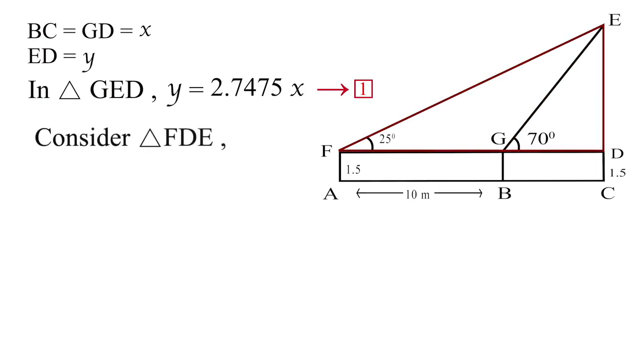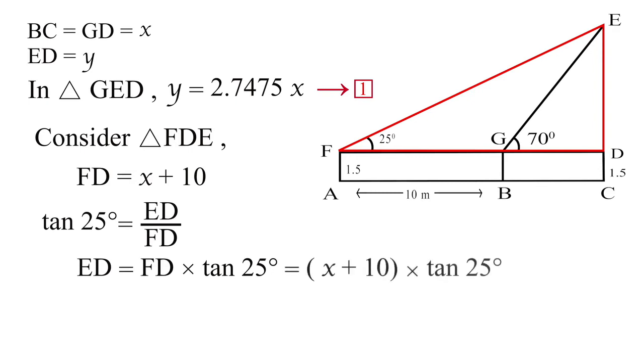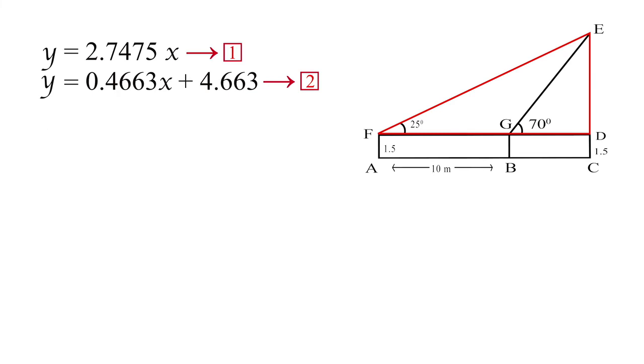Consider the next triangle, triangle FDE. Here FD equals X plus 10. So tan 25 equals ED by FD. So ED equals FD into tan 25. We know that FD equals X plus 10. So this will become X plus 10 into tan 25, which equals X plus 10 into 0.4663. We have to multiply 0.4663 with X and 10. So this will become 0.4663x plus 4.663. Now we got two equations for Y and we have to equate these two equations for finding X.